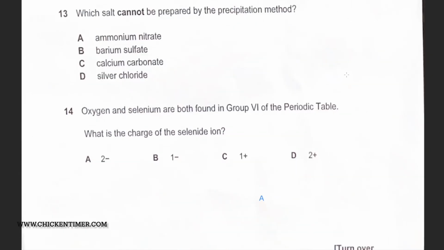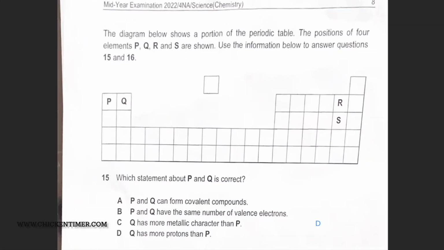14. 2 minus, yep, correct. Yeah, Q has more protons than P. Okay, what's wrong with statement A? P and Q are metallic and they can form covalent compounds? Covalent compounds can only be formed by non-metals. So that means they form ionic compounds. P and Q have the same number of valence electrons, true? What's wrong with this? Which is the wrong word? Same number, same is wrong. So this one should be different.